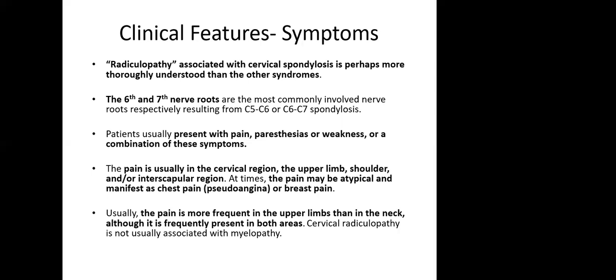The pain is usually in the cervical region and the upper limb, the shoulder, and the interscapular region, and at times the pain may even be atypical and may manifest as chest pain or breast pain. This pain is more frequent in the upper limb than in the neck, although it is frequently present in both areas.